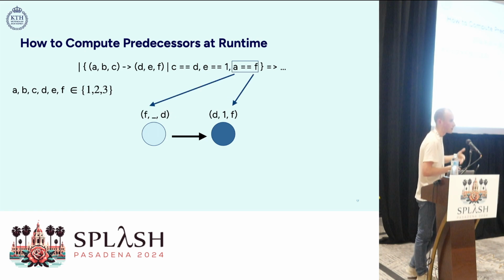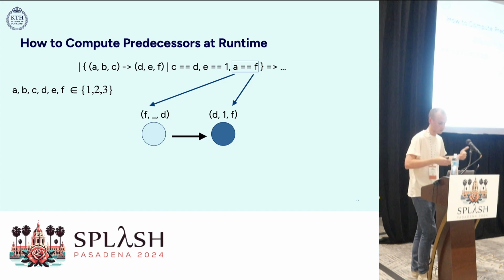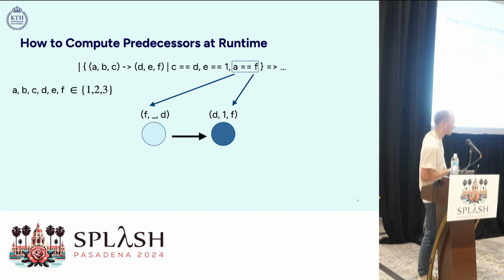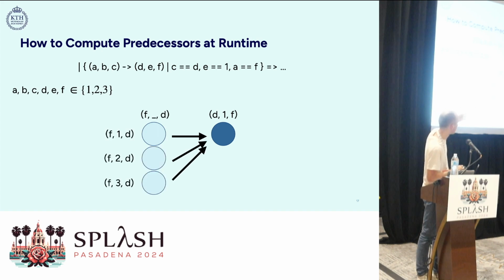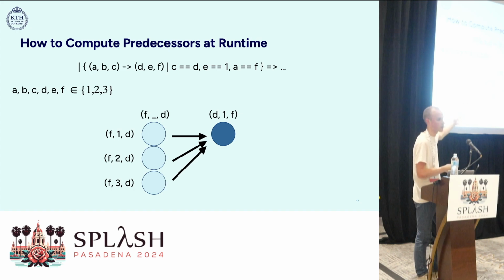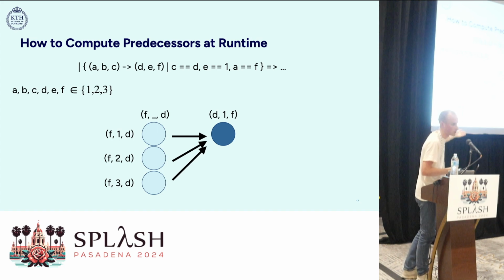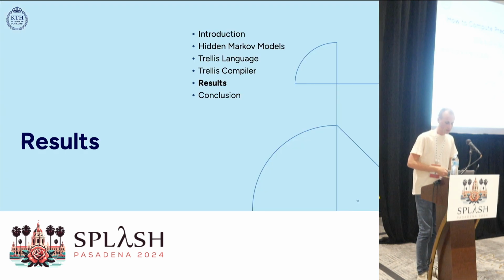Finally, we have the constraint that A must be equal to F, meaning that the first component of the predecessor must be equal to whatever F is. So for any fixed state DEF, where E is 1, we can find 3 predecessors because we don't have any constraints on the second component. So we can generate them by looping over the possible values.